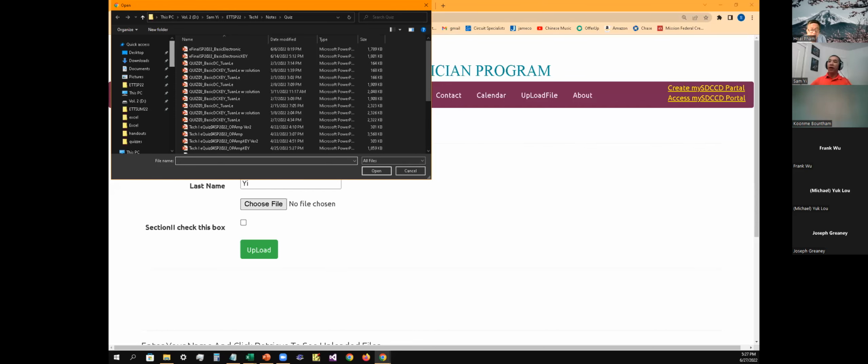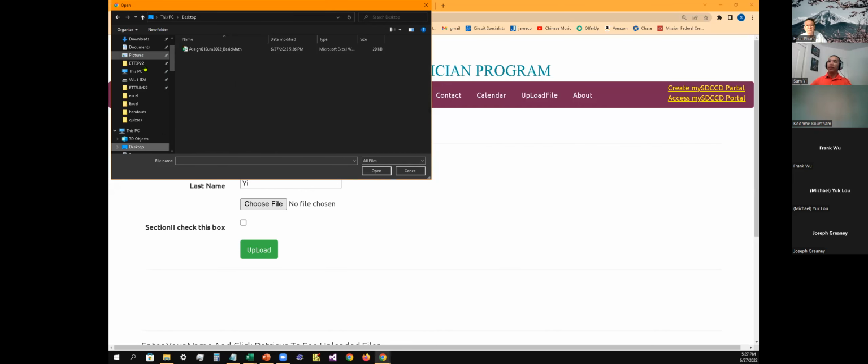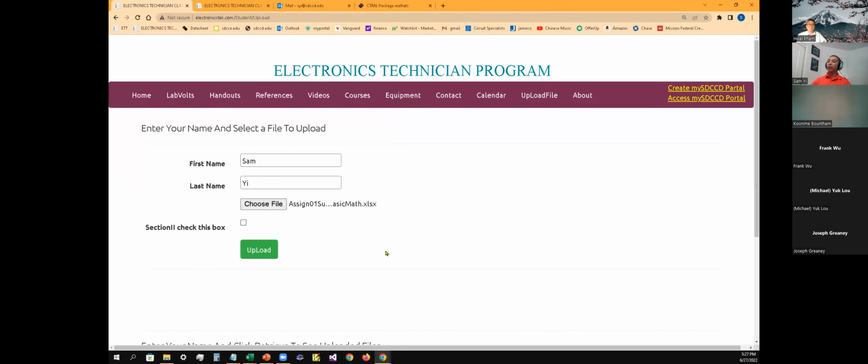On my desktop. Now I save my information on desktop. So that was here, assignment 1, summer 2022, basic math. So I click on that. Now it shows here, click on open. Now this display right here next to choose file is the assignment that I have chosen to be uploaded to the website, okay?